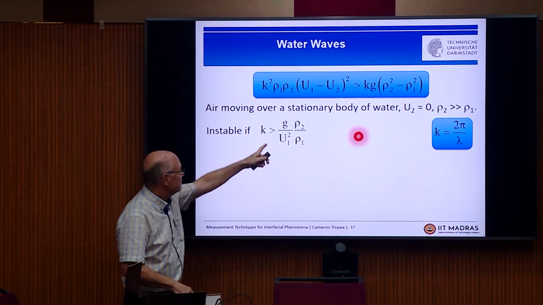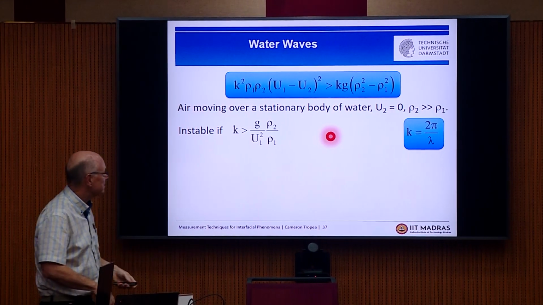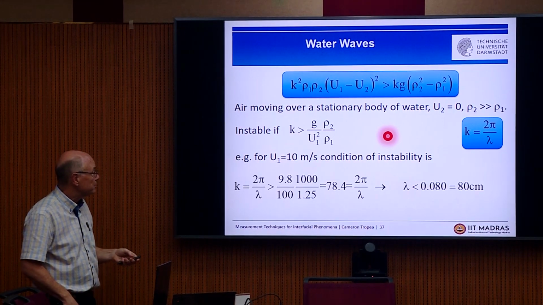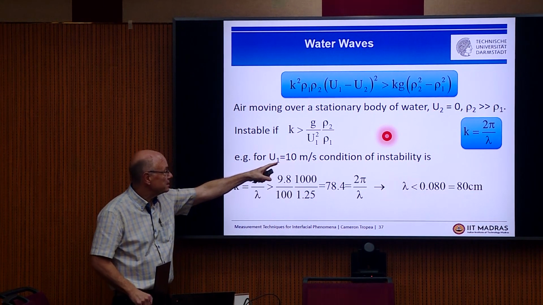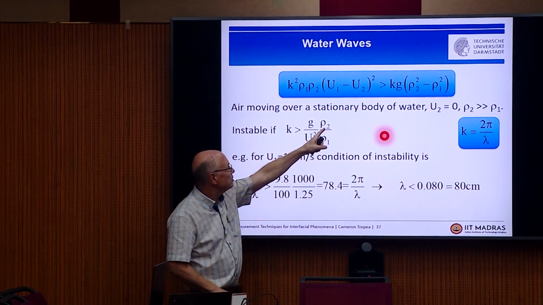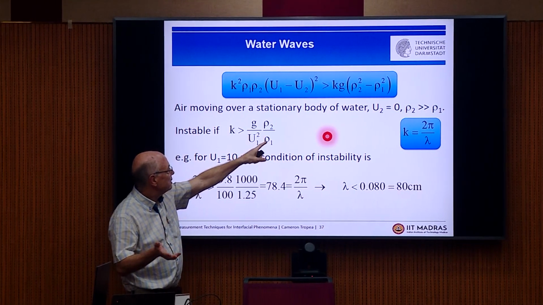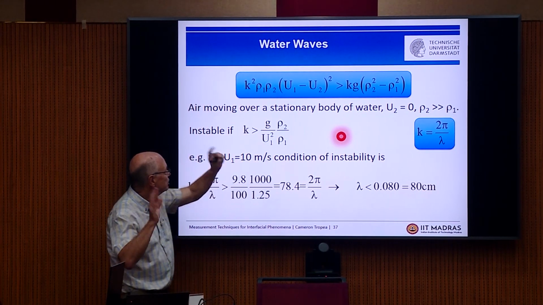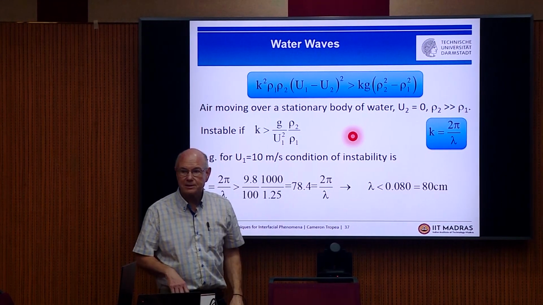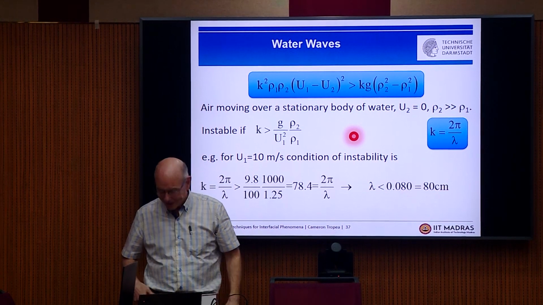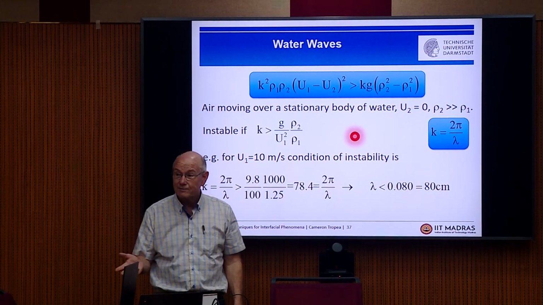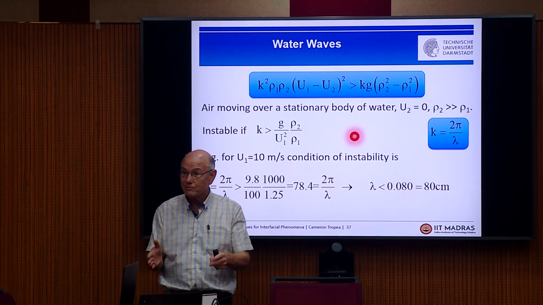Okay, and you can see that this is the dispersion. Now it becomes the instability condition. So let's say we had 10 meters per second. Then we put in the 10 meters a second, and we know rho 2 and rho 1 and g. And we can go and we say, well, that means a wavelength of about 80 centimeters. So if you're standing beside the swimming pool early morning and the wind is 10 meters a second, you should see waves of about 80 centimeters wavelength.